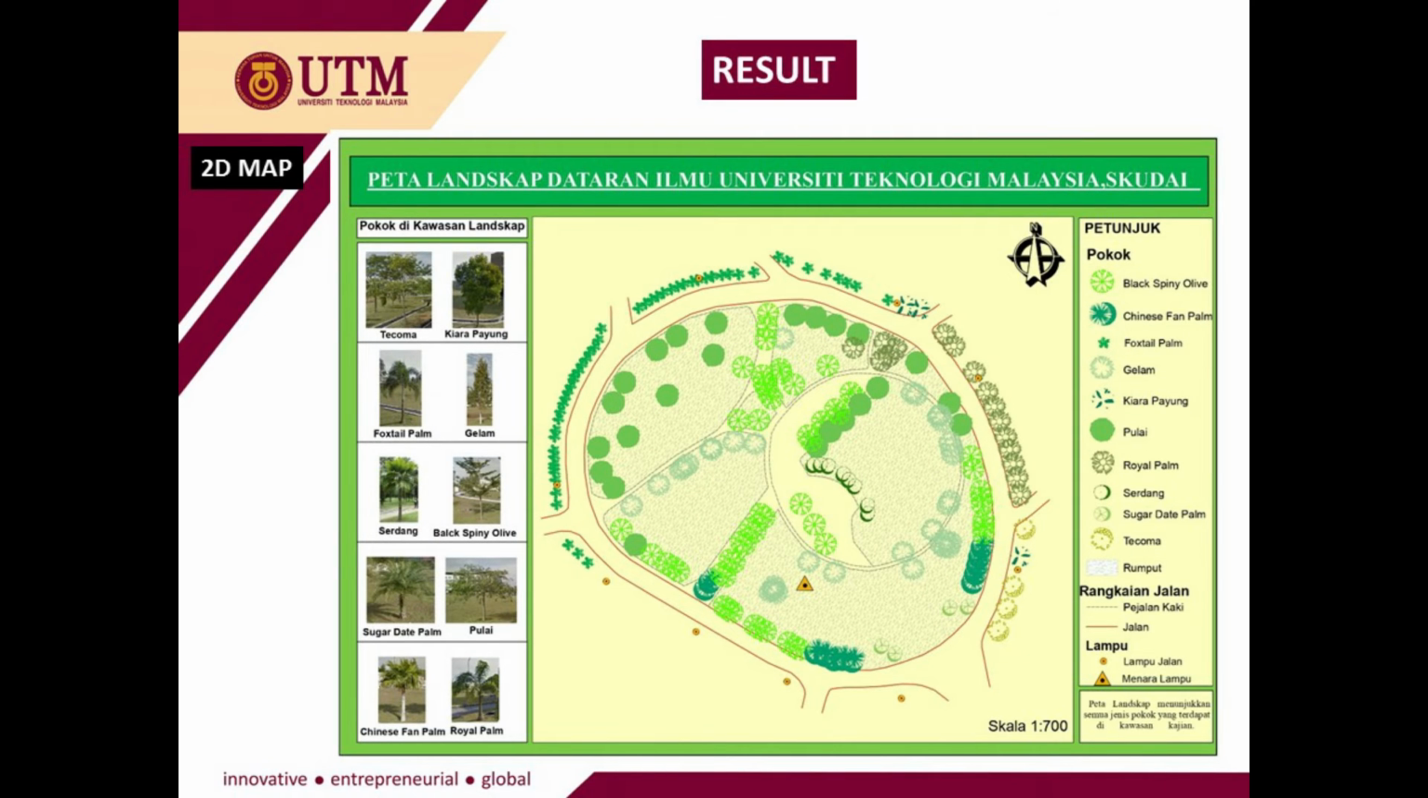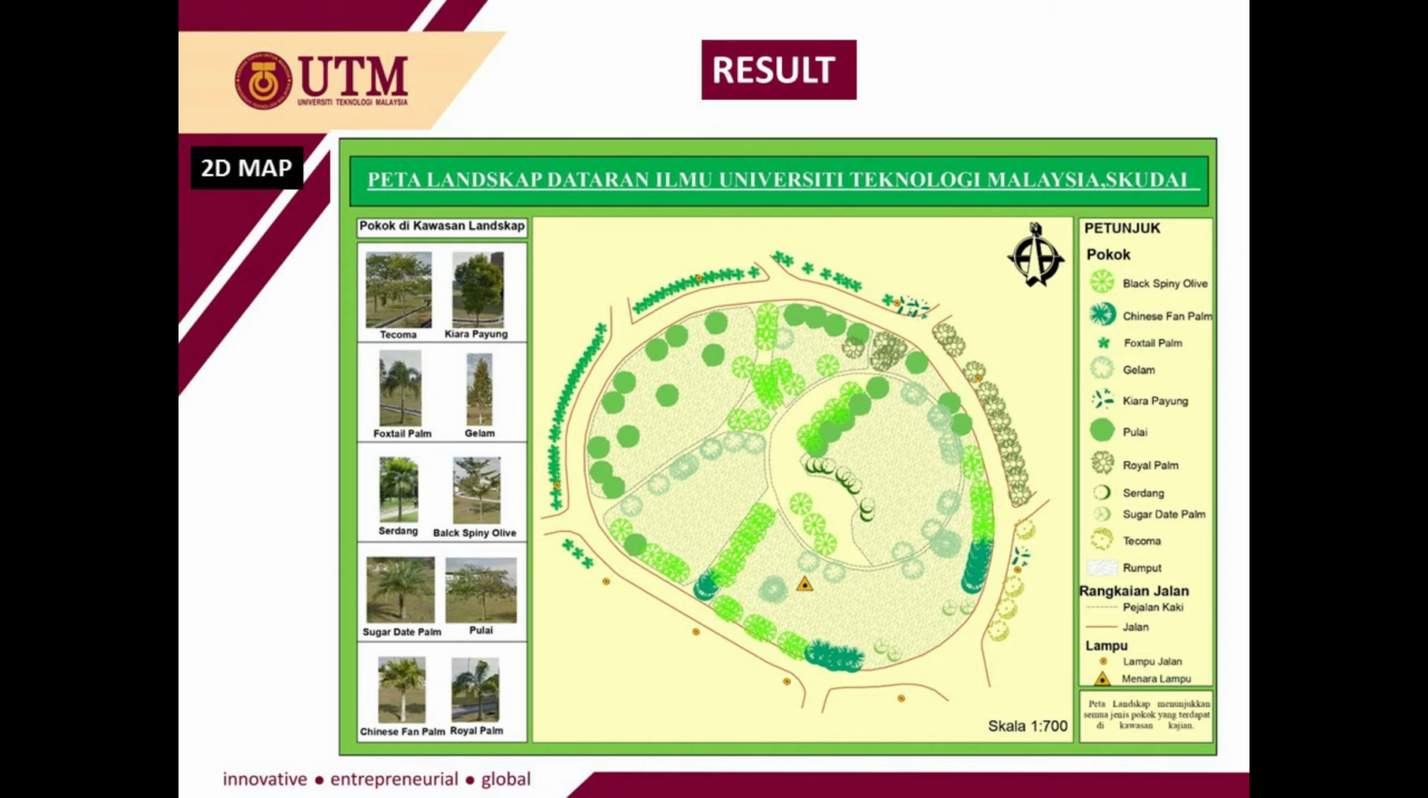After done with data processing, I will show you my result. The first result is the 2D map. As you can see, there are 3 features in the map. The first one is tree. The trees are shown with different symbols following the type of tree. And then for the road network, there are two types of road network.